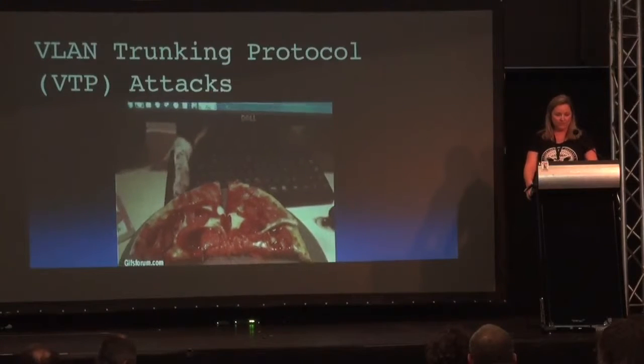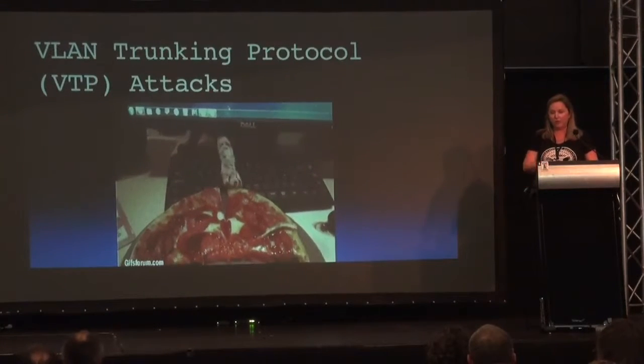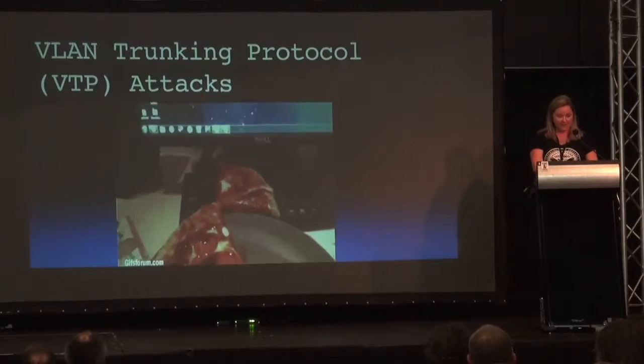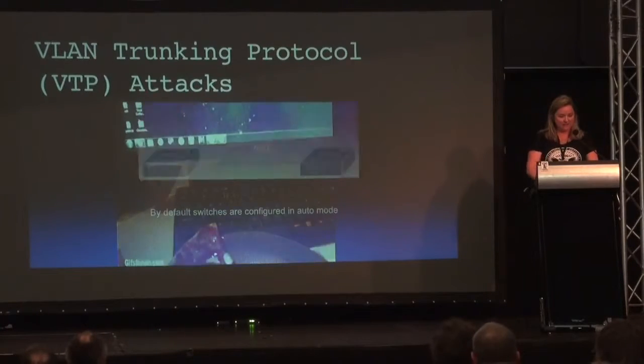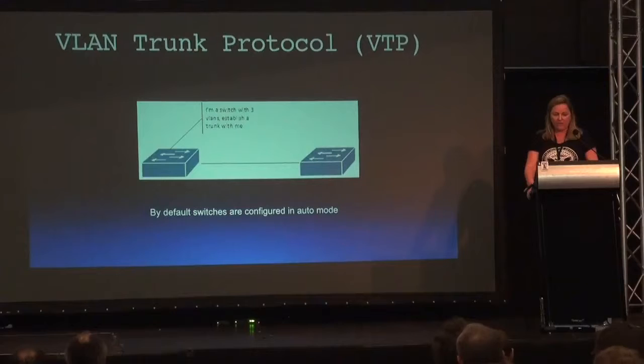So moving on to VLAN trunking protocol, and I recorded the demo for this one at the end, hopefully it will work. The VLAN trunk protocol is the protocol used by Cisco to enable the switches to negotiate a trunk between themselves. By default, and this is still current, Cisco will put their ports into auto mode, which means they will respond to dynamic trunk protocol requests.